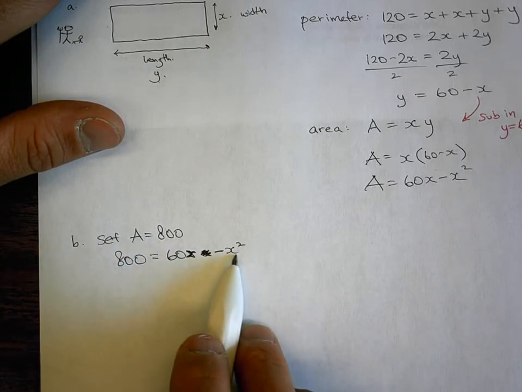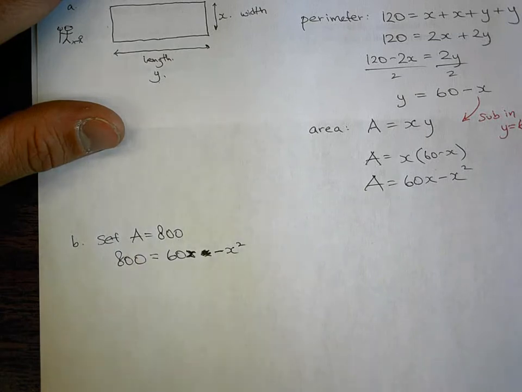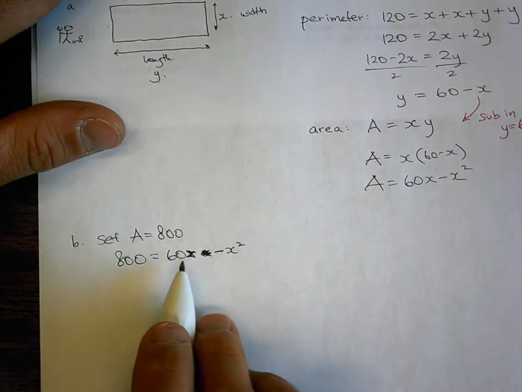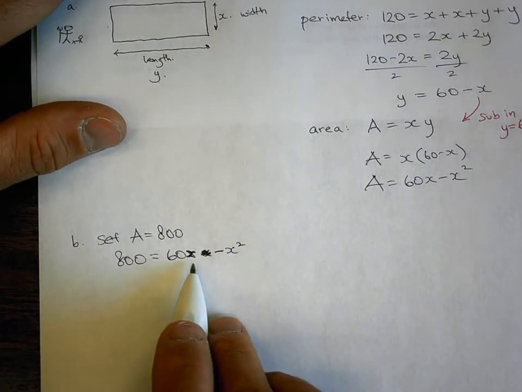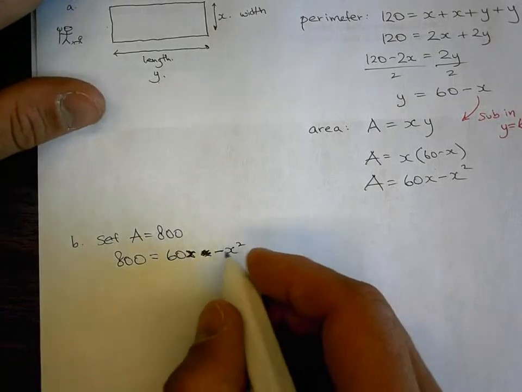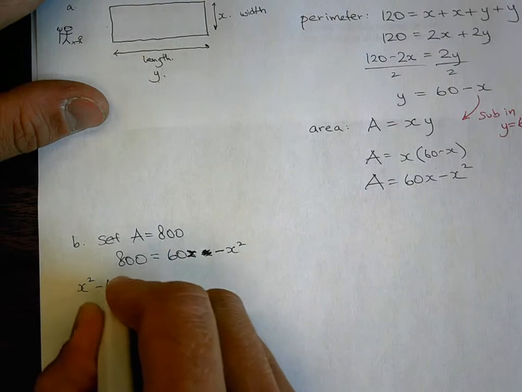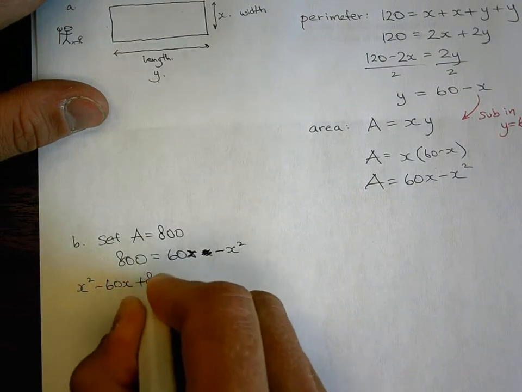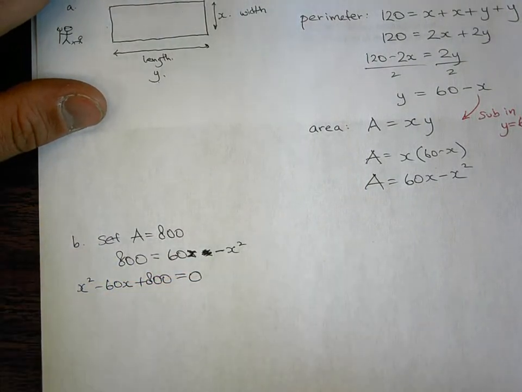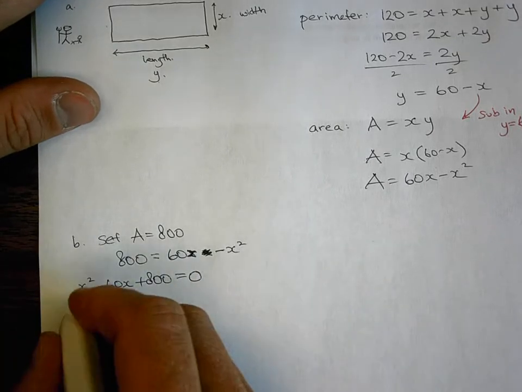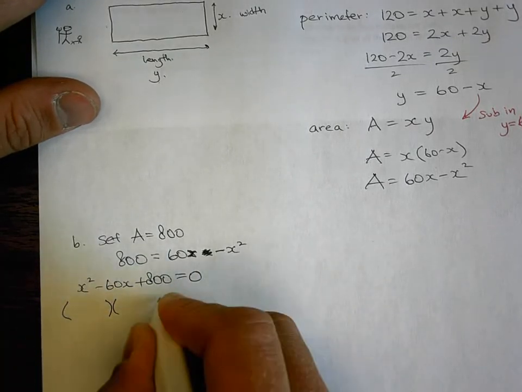If this was a linear expression, it'd be really easy. I would just use BEDMAS backwards, but it's quadratic. The only way to solve a quadratic is by factoring. So let me bring this all to the same side. So I have x squared minus 60x plus 800 equals 0. Solve by factoring. Can you factor this in your head? If not, you can always use the quadratic formula.